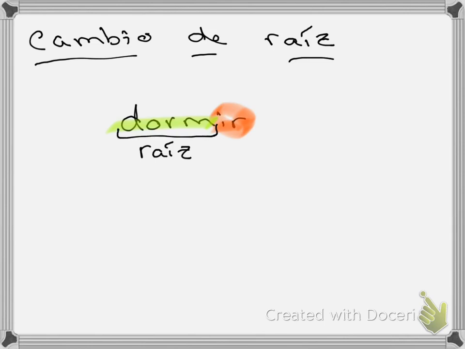Okay, because this ending can change, but this one usually stays the same, no matter what happens to the ending. Now, in certain tenses, however, this raíz does experience, that's a new thing, this raíz does experience a change, a cambio. All right, so today we are going to be talking about those verbs with a cambio de raíz.